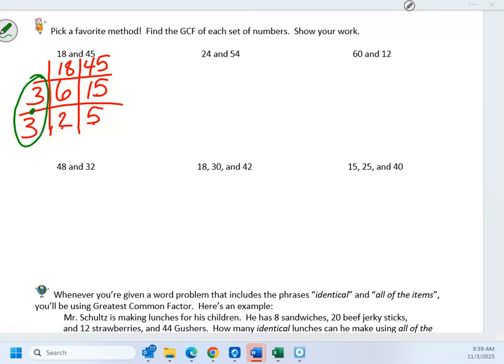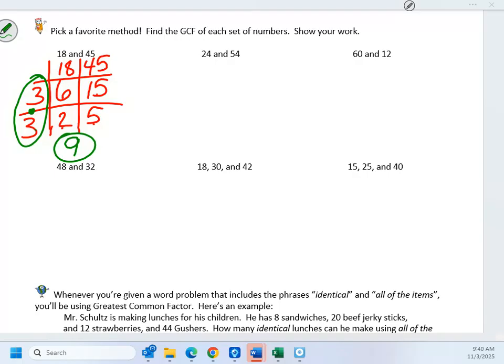I multiply those numbers on that far left that I divided out. So I have 3 times 3, and I get 9 for my greatest common factor. So whatever numbers you pull out, that's what you multiply together to get to your greatest common factor.